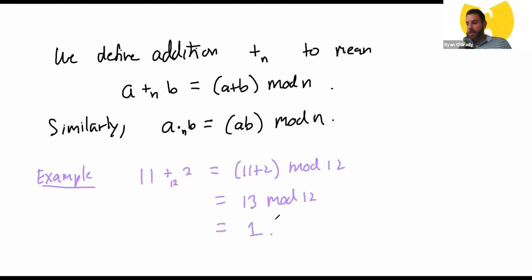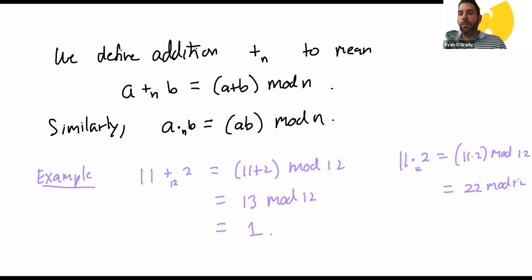What if we did the other one? What is 11 times 2 mod 12? Well, that would be 11 times 2. What is the remainder when we divide that by 12? So that's 22 mod 12. How many times does 12 go into 22? It goes in once with a remainder of 10.